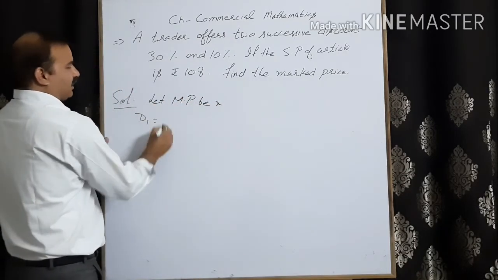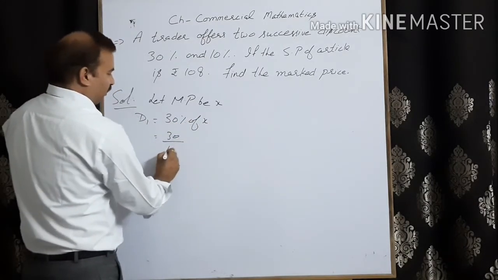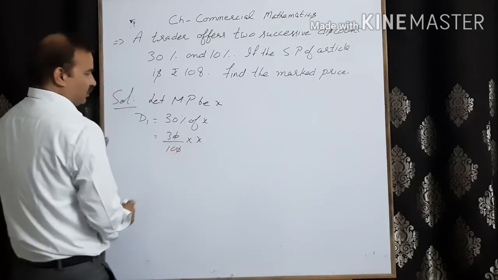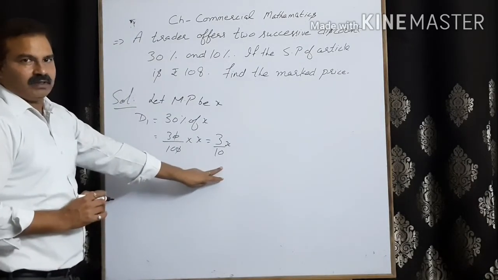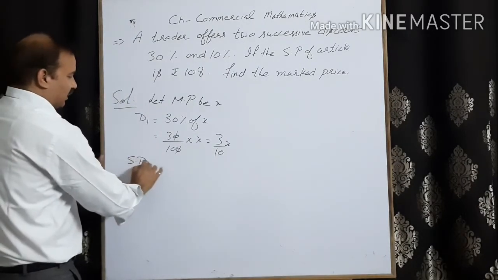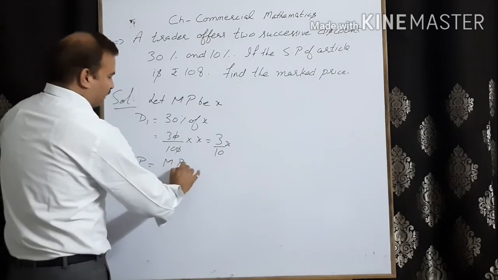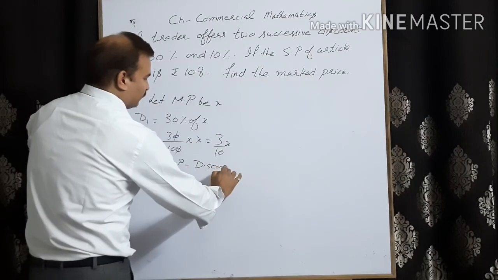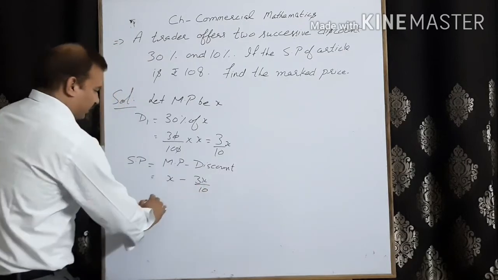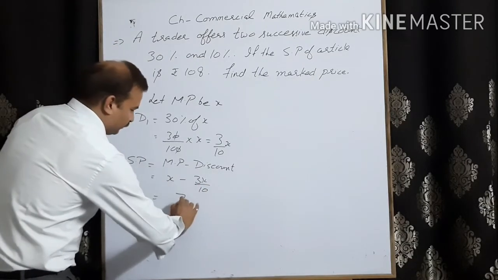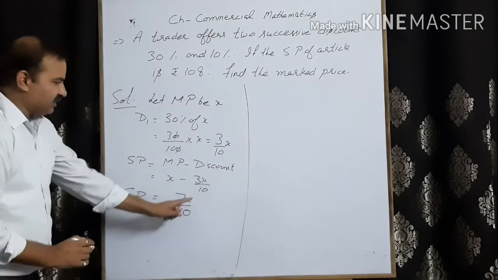So what will be the first discount? This first discount is 30% of X. That will be 30 upon 100 multiplied by X. 10 cancels with 10. This will become 3 by 10 of X. This is the discount. Now, what will be the selling price? Suppose the person gives only one discount. Now, what will be the selling price? That is mark price minus discount. So this will become X minus 3X by 10. On solving, this will become 7X by 10. Now, the selling price after the first discount is 7X by 10.